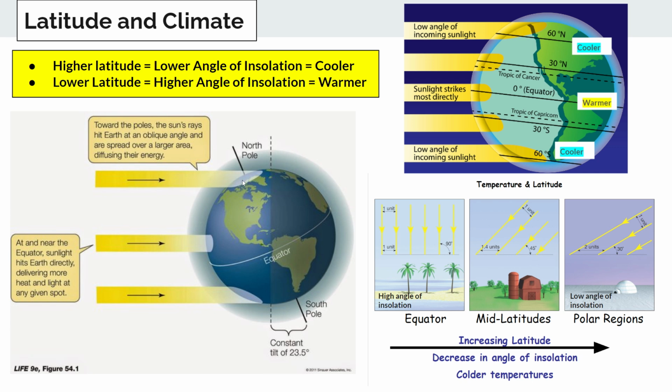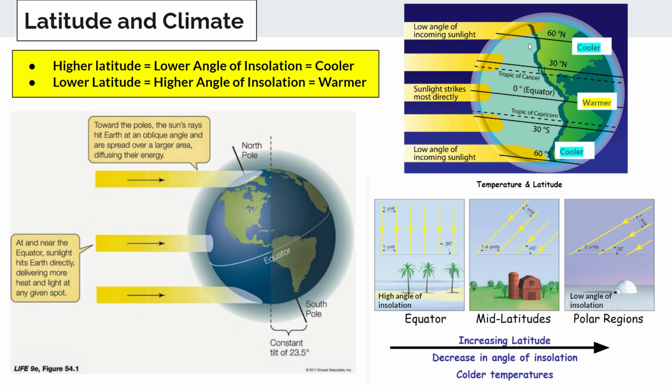It's not as direct. It's almost like turning on a flashlight but shining it at an angle and not directly at something. Because it comes in at an angle like this and even like this, notice that the light is more spread out, so there's less energy, less intensity of that sunlight at the North and South Pole.